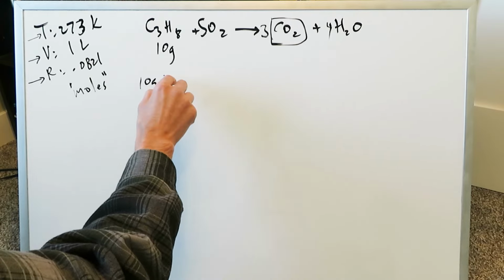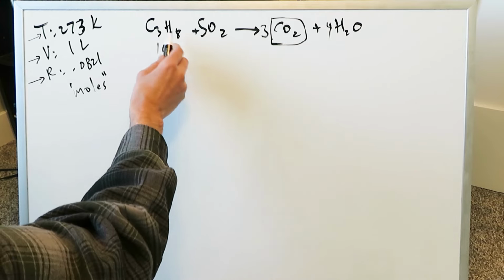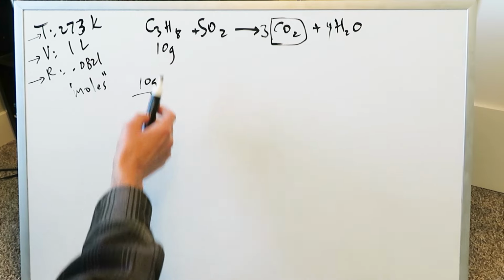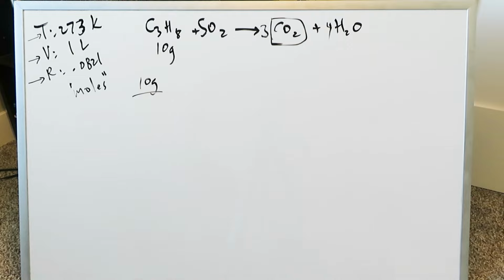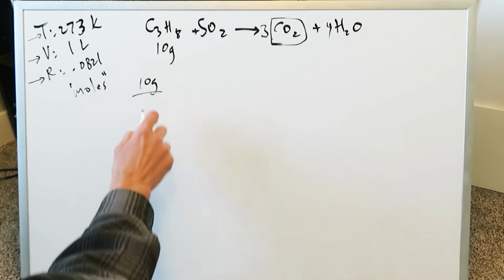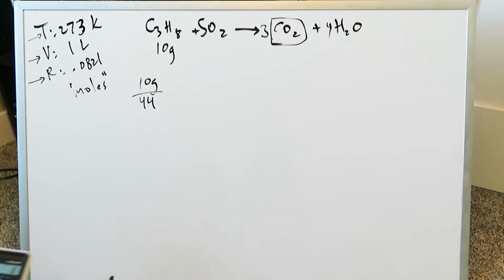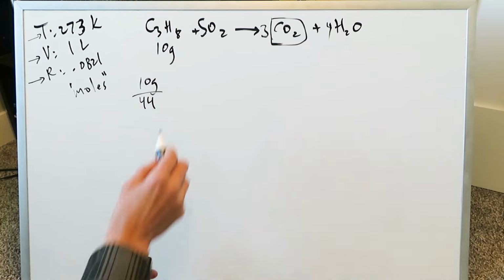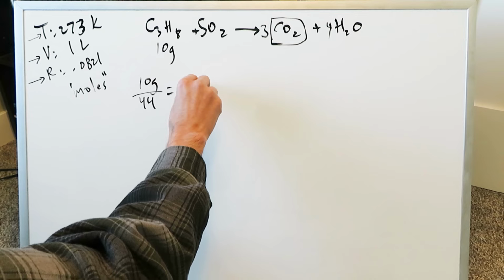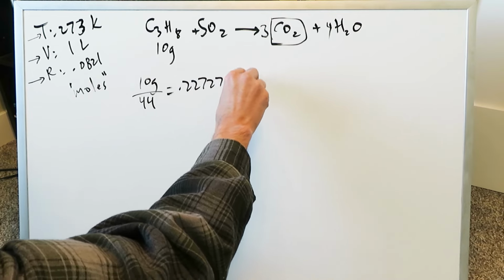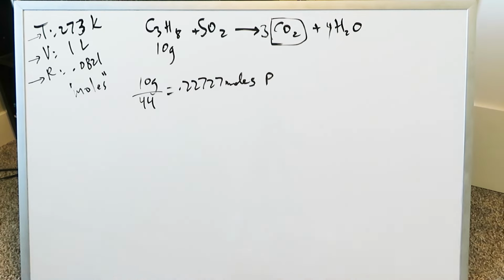I have 10 grams of propane. What's the molecular weight of this? You'd have to bring out the periodic table. Carbon would be 12 times 3 plus 8, which gives 44. If you do this computation, you get 10 divided by 44, which gives the moles of propane. You have 0.22727 moles propane, which I'm abbreviating as P.